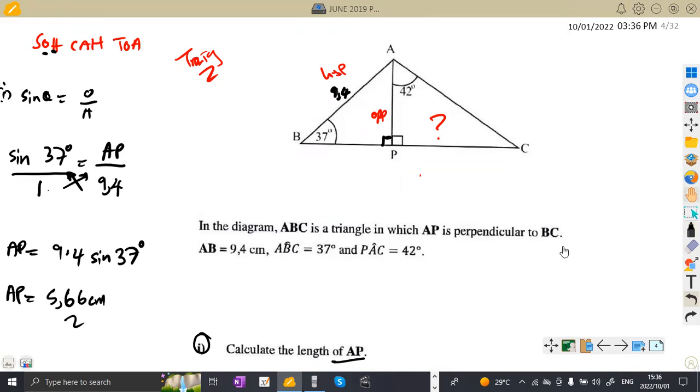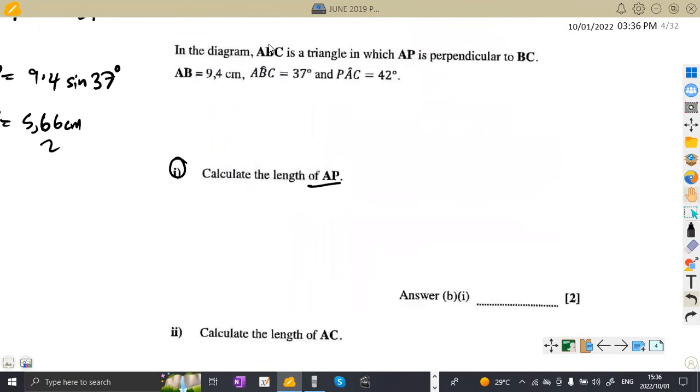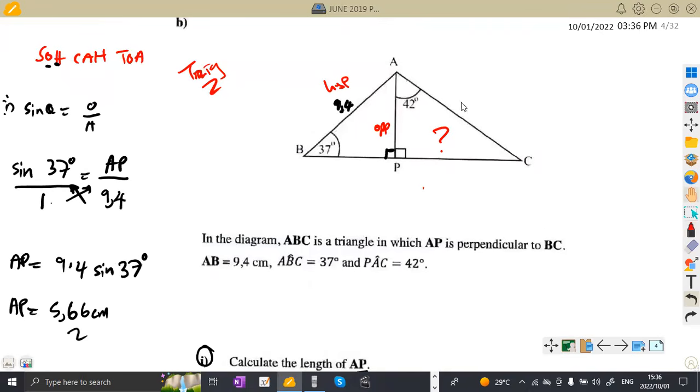All right, so let's see the other part of the question. We are now asked to calculate the length of AC. So we are going back to our diagram. That's our AC here. Remember, we've calculated this side, we got 5.66. So this is 5.66. Now we want to calculate AC.